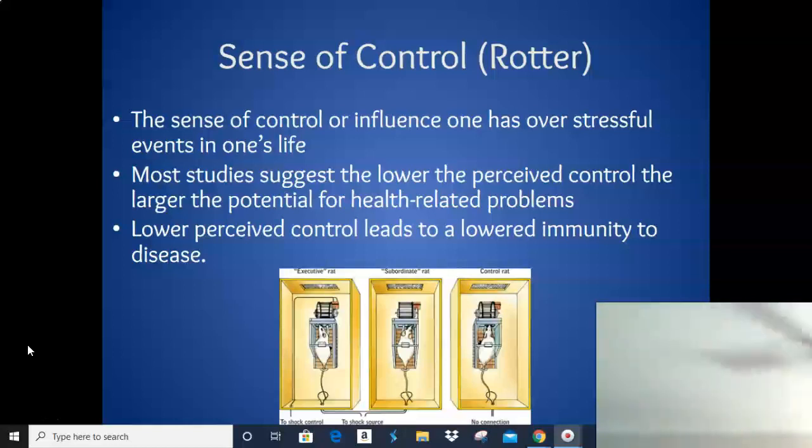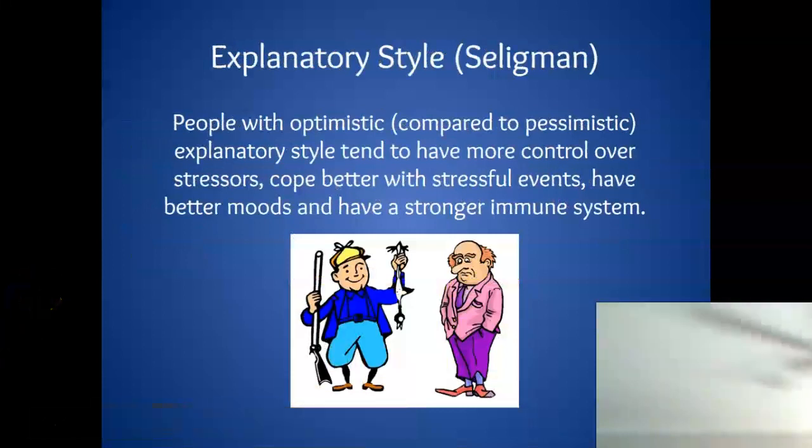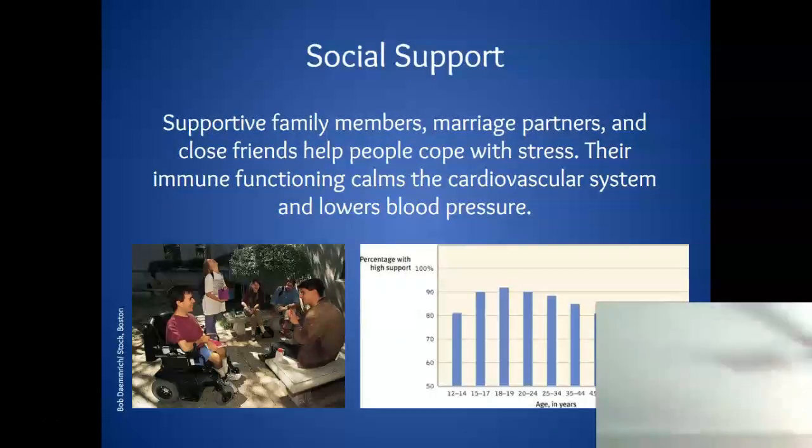So this brings us up to basically our explanatory style. We talked about how people with optimism tend to have more control over their stressors. They cope better with stressful life events and have better moods and then have a better immune system. So that's huge. If we can keep it positive, it will totally help you move forward in a positive way and hopefully keep those health issues under control.